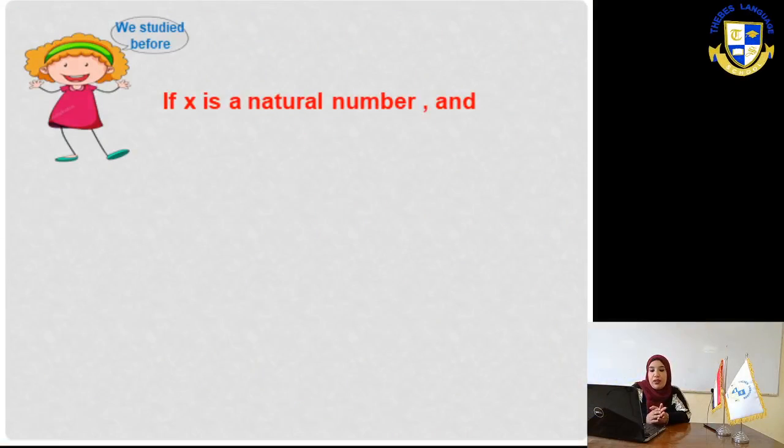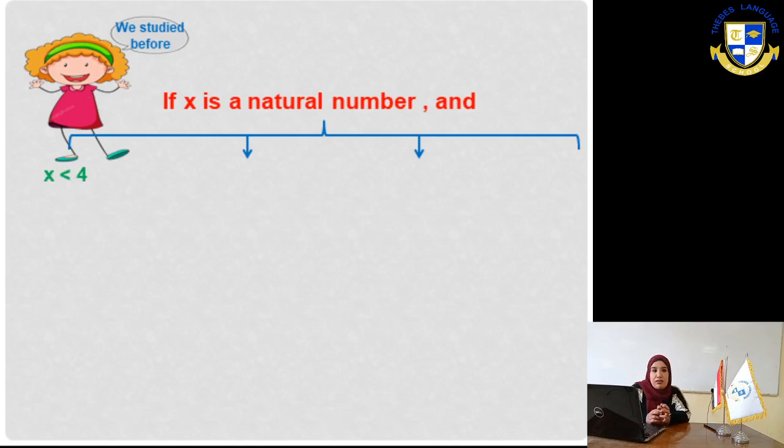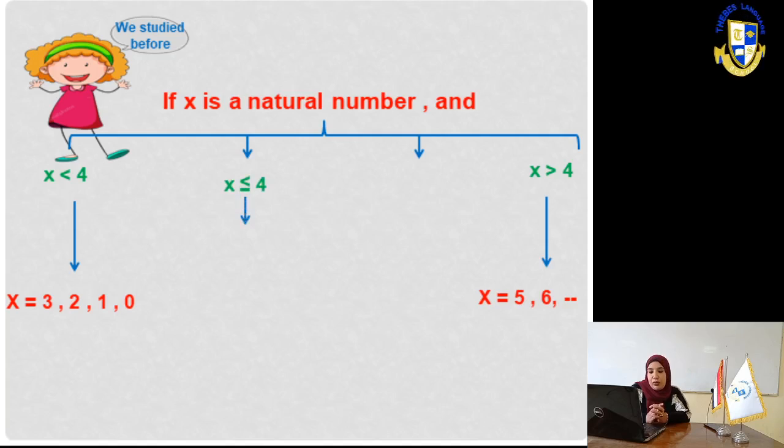Now, if X is a natural number and X is a number smaller than 4, can you tell me which natural numbers are smaller than 4? It will be 3, 2, 1 or 0. But when I say X is a number smaller than or equal to 4, it's a new sign, smaller than or equal to. That means the number will be smaller than or equal to 4, so it will be 0, 1, 2, 3 and also 4.